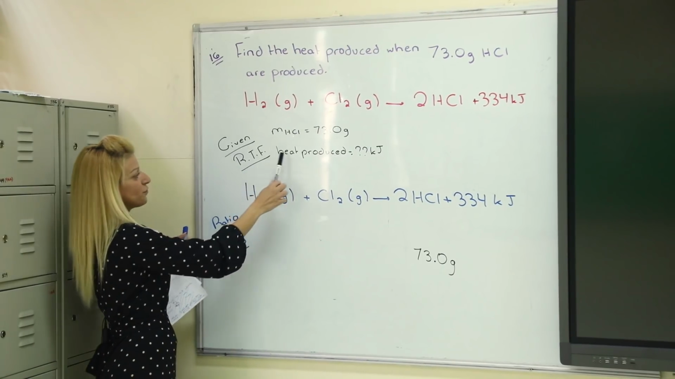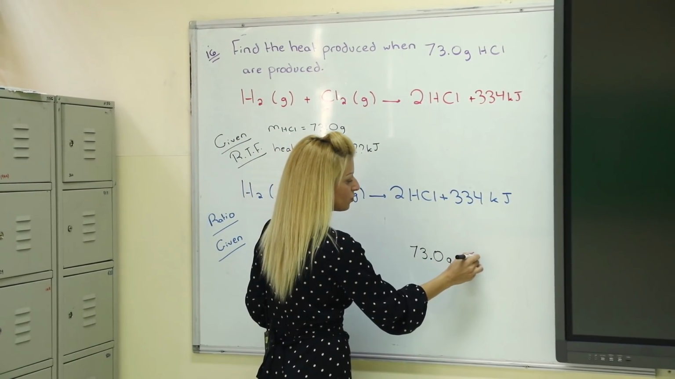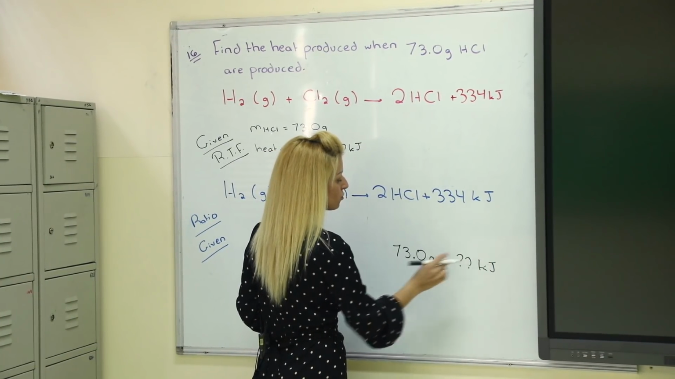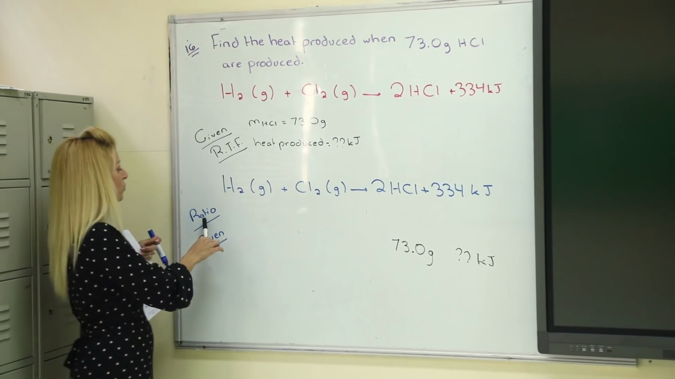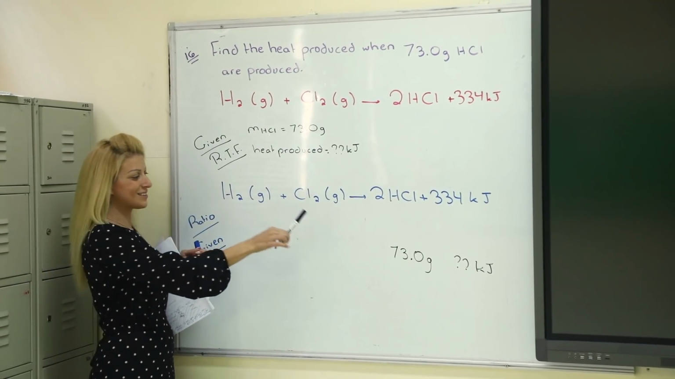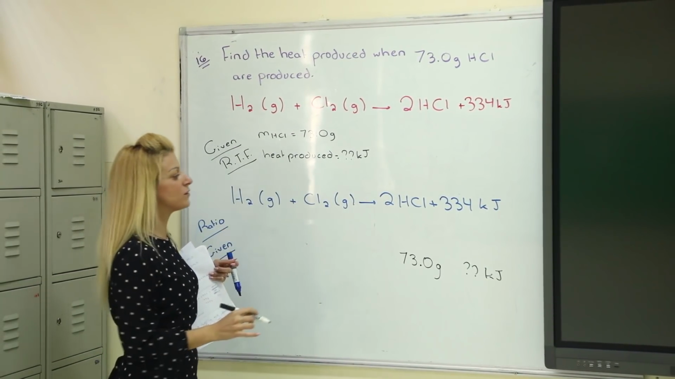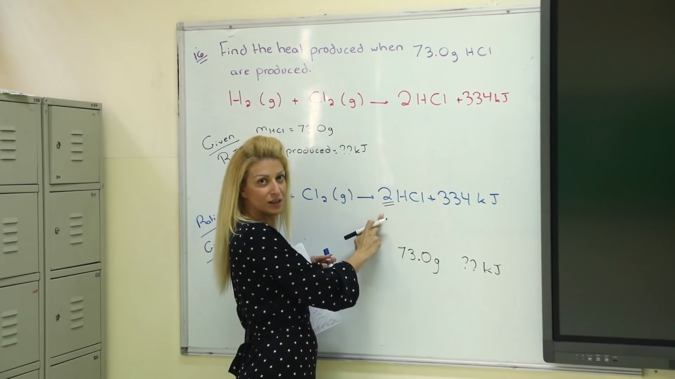The required to find is the heat produced. So under the energy term, we write question mark: how many kilojoules are produced when this many grams of HCl are formed. So we go to our equation and we write the same units in our ratio in the most convenient form. So according to our equation, we have 2 HCl.